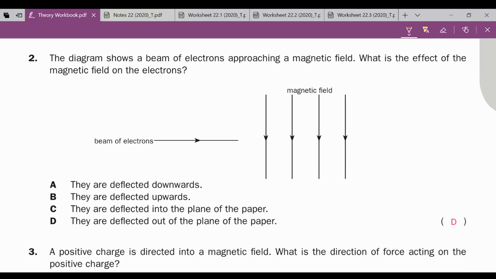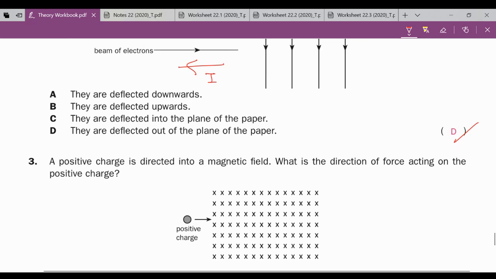The diagram shows a beam of electrons approaching a magnetic field. So you have a magnetic field going downwards. What is the effect of the magnetic field on the electrons? So your electrons go here, means your current goes here. Remember, when we use Fleming's left-hand rule, your current I is used for positive charges, not electrons. So when electrons go to the right, your current must go in the opposite direction. FBI, the other direction, magnetic field goes down, means that it is coming towards you, is deflected out of the paper. Okay, use your Fleming's left-hand rule to try.